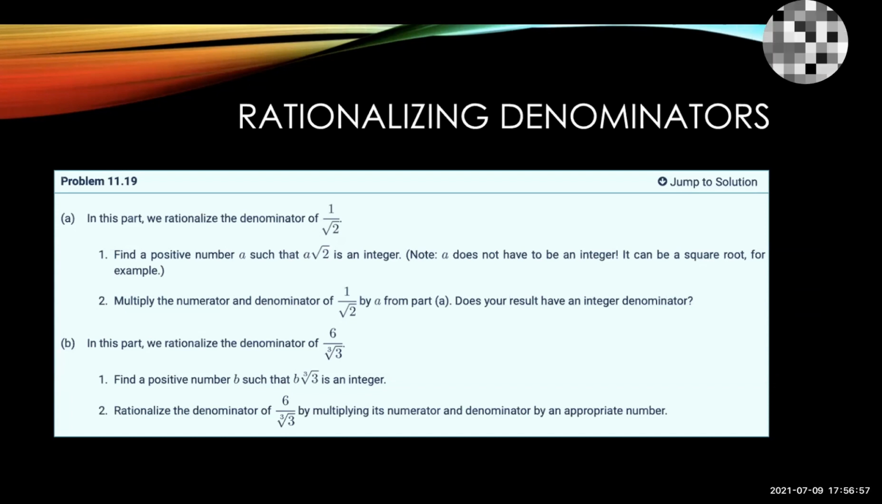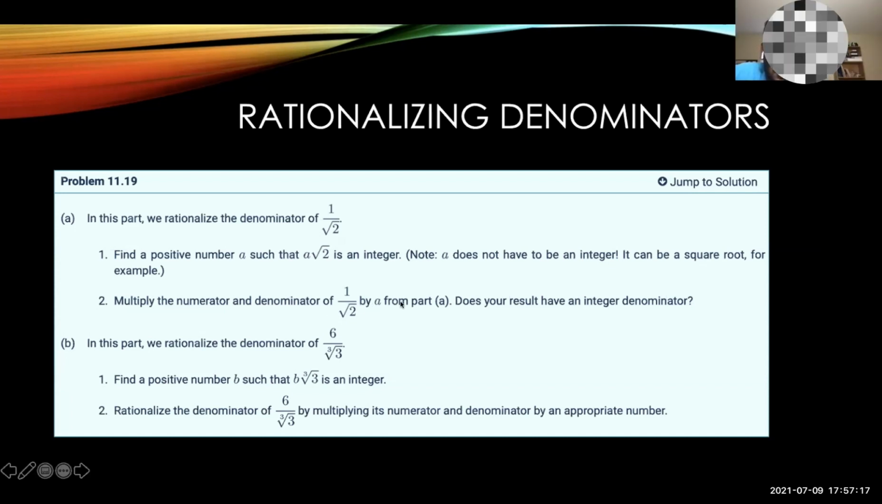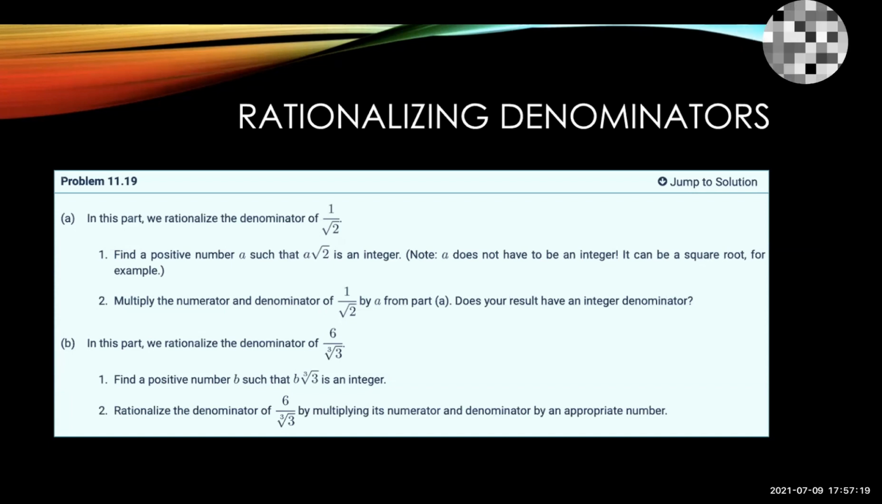Wait, so for part A, is it 1 or 2? Could you say that again? Part A, is it 1 or 2? Like, do I have to do 1 or do I have to do 2? So essentially you have to do 2. Oh, okay. So I got square root of 2 divided by 2.